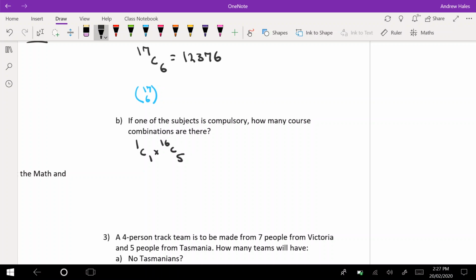Realistically, you could have just written 16C5 and that would be your answer. However, I'm writing 1C1 to show the markers that I know what I'm talking about, that I'm doing 1C1 because I have to pick a compulsory subject. So I'm showing the marker I understand the question, whereas if they see 16C5, they may not get that you understand the question and are just getting the numbers wrong. Again, non-calc assessment, that would be a fine answer, but I'm going to figure it out because I have some time. It's 4,368.